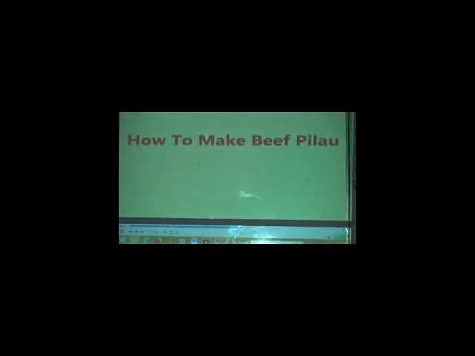Today we're going to learn how to make beef pilau. Let's get familiar with our whole dry spices. So the spices, we have bay leaf, cinnamon, fenugreek seeds, cardamom, and cumin. We will start by dry roasting them in a pan that is moderately heated.